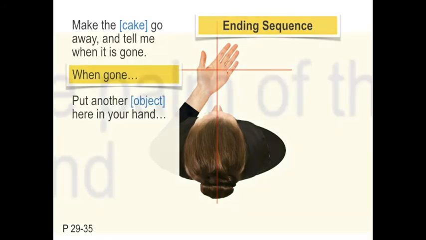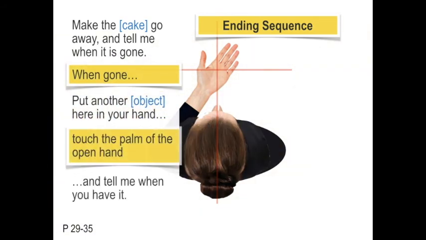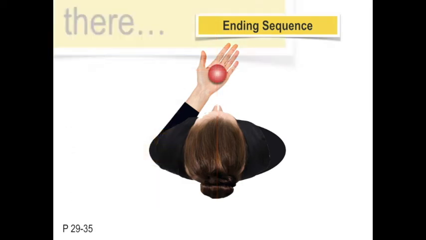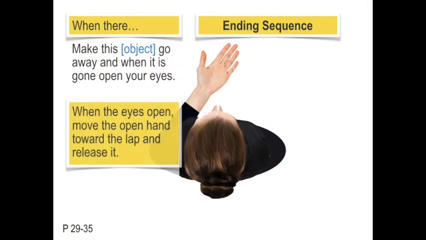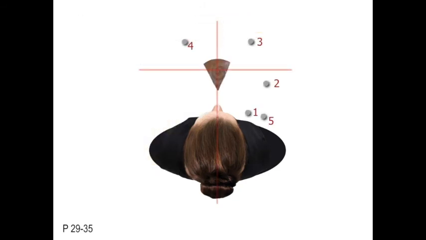When gone, put another object here in your hand. Touch the palm of the open hand and tell me when you have it. When there, make this object go away, and when it's gone, open your eyes. When the eyes open, move the open hand towards the lap and release it. Here are the 5 different positions we use for this exercise. You can use more, but this is the minimum.